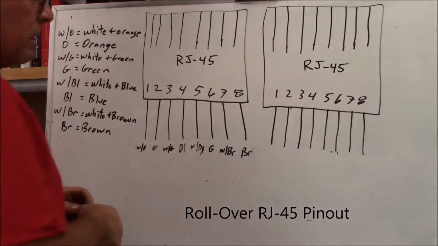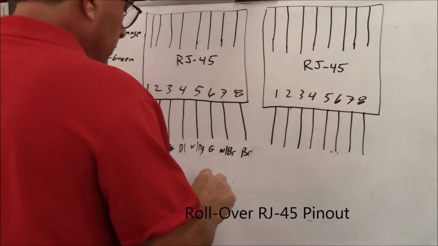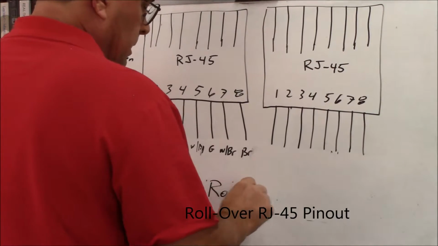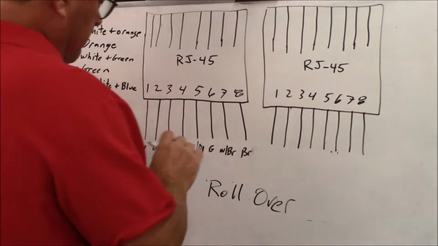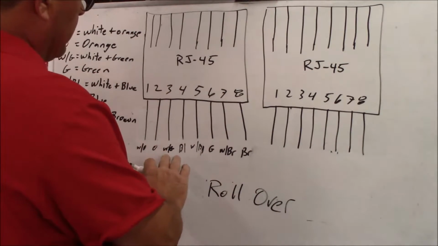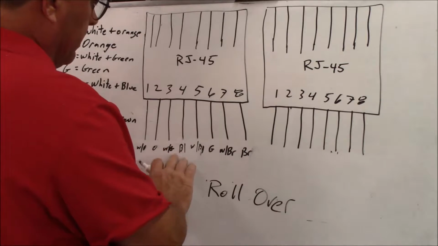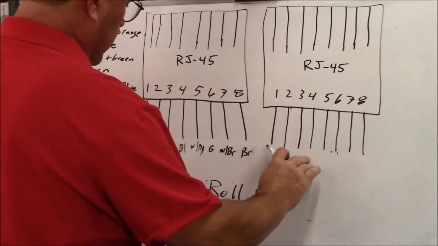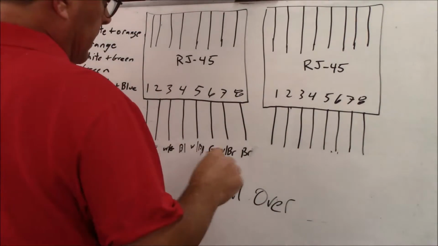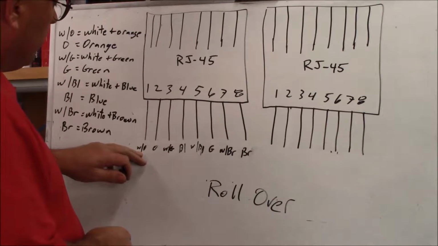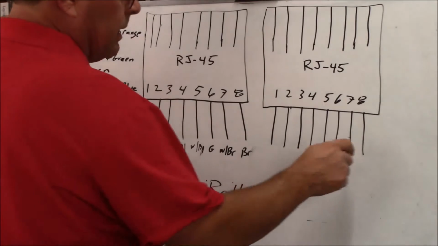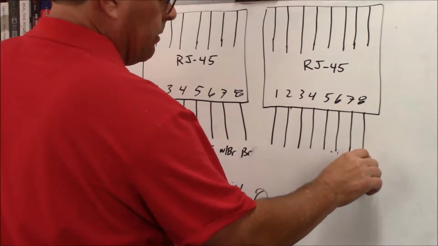On a rollover cable, it's pretty simple. It's basically just a mirror reflection of this side on this side. And so what do I mean by that? So we've got white orange on pin 1 here. So that's going to move to pin 8 over here.